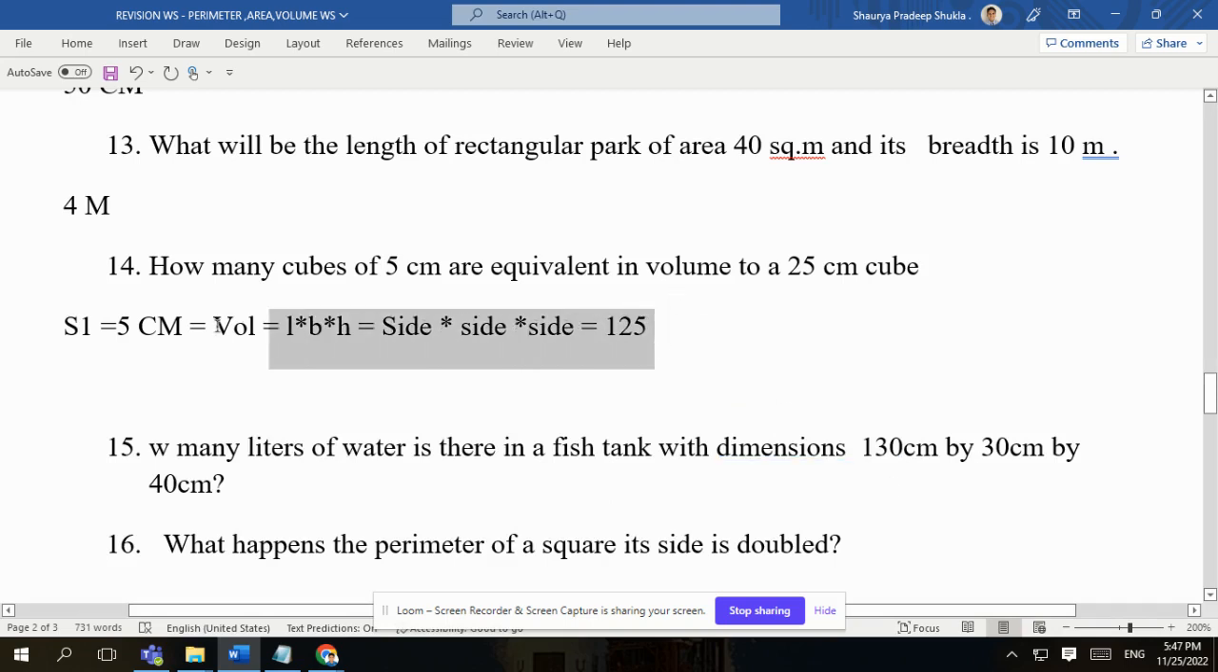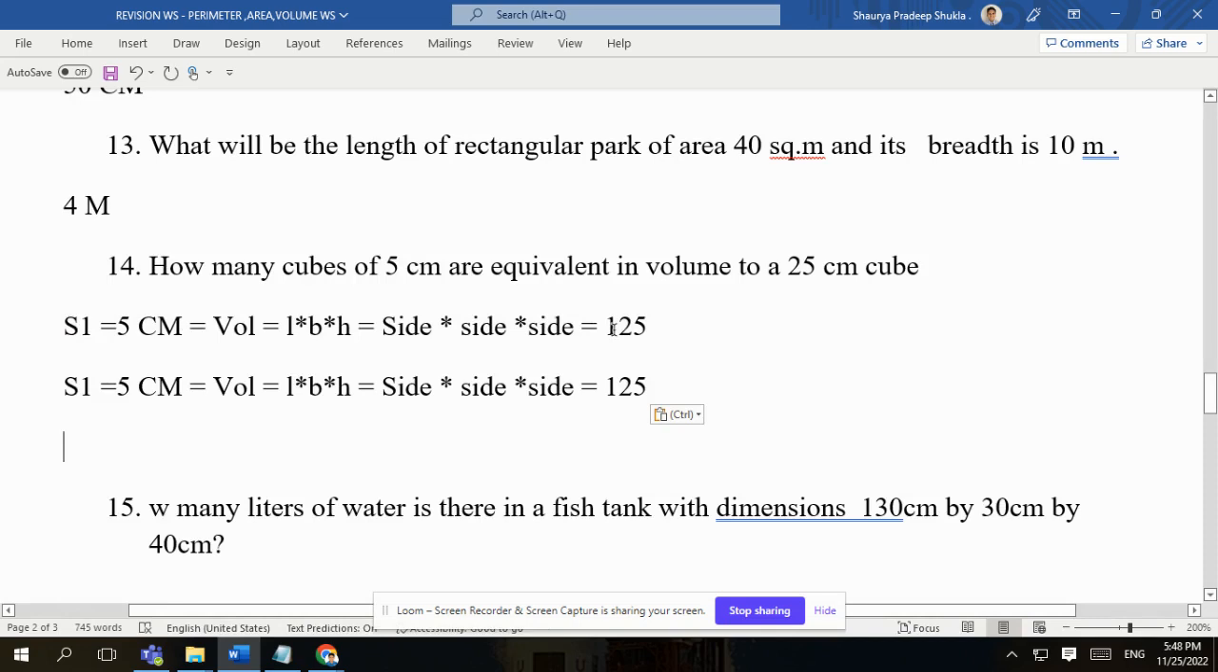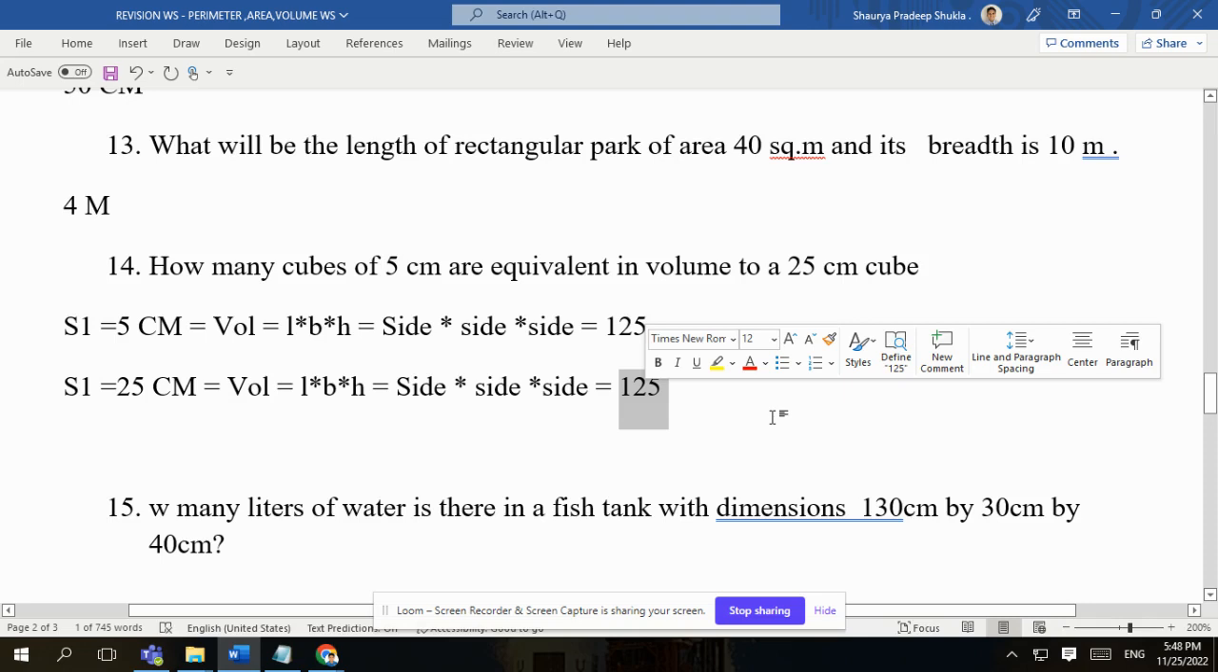In the same way, I can find S2, that is 25 centimeter. So what I will do is 25 multiplied by 25 multiplied by 25. So 625 multiplied by again 25, right?